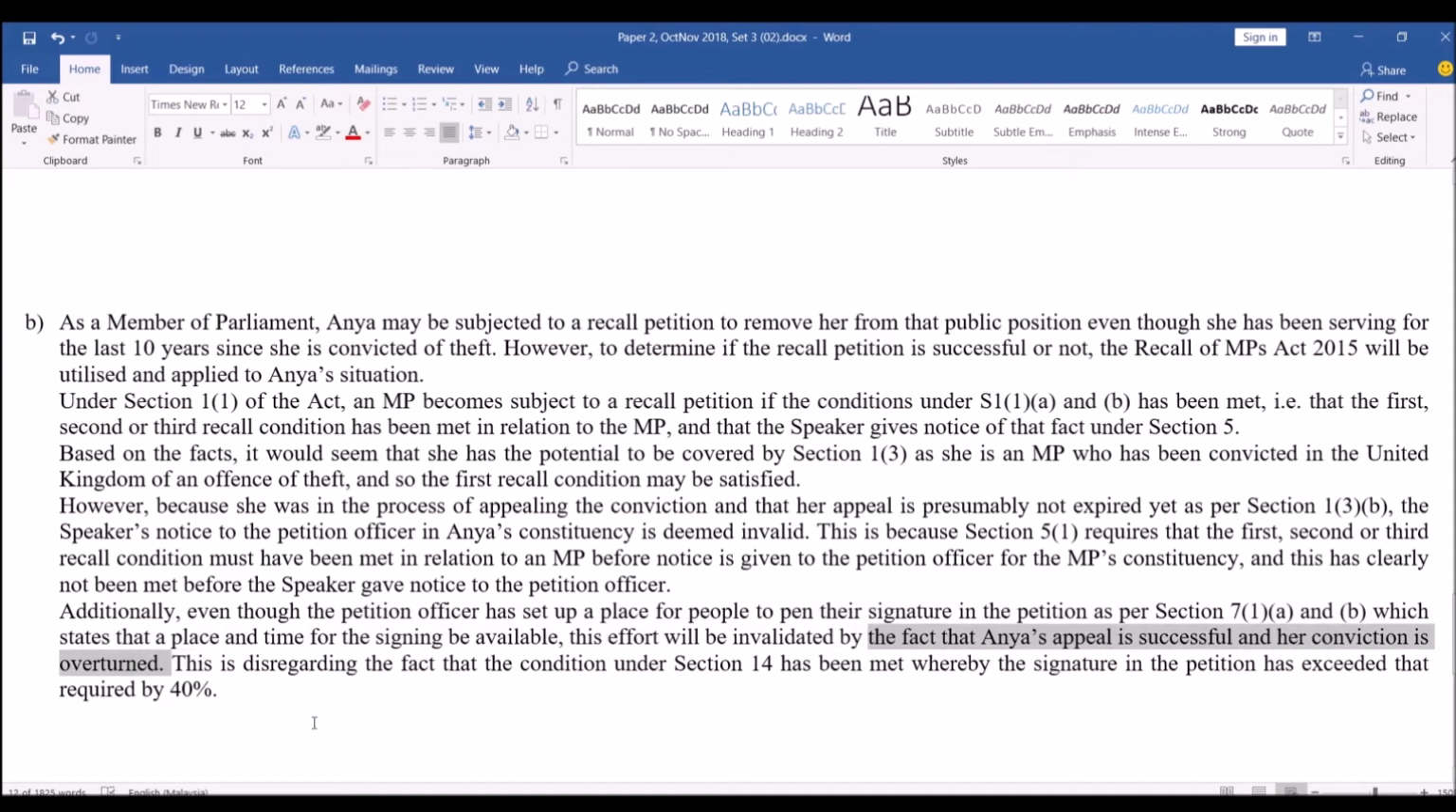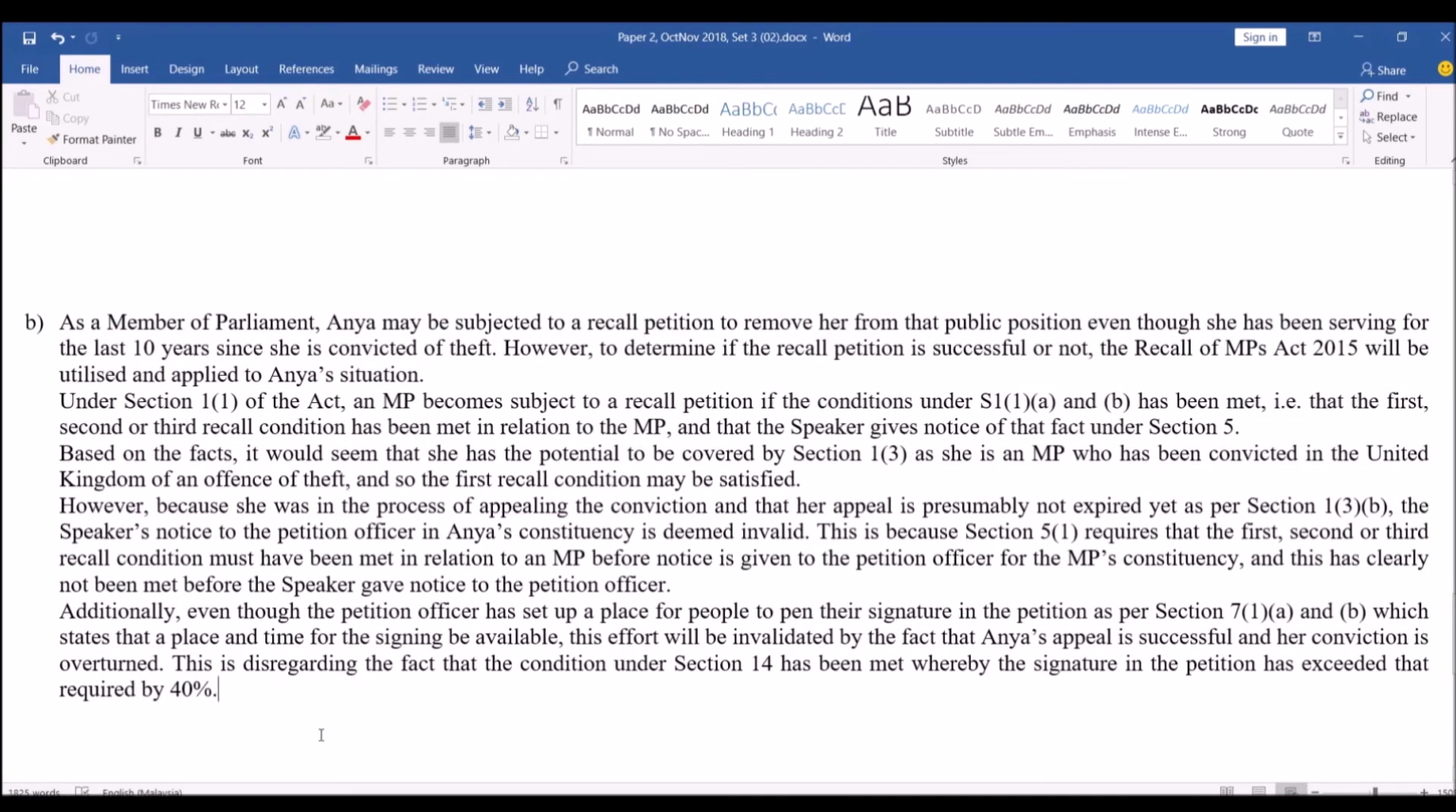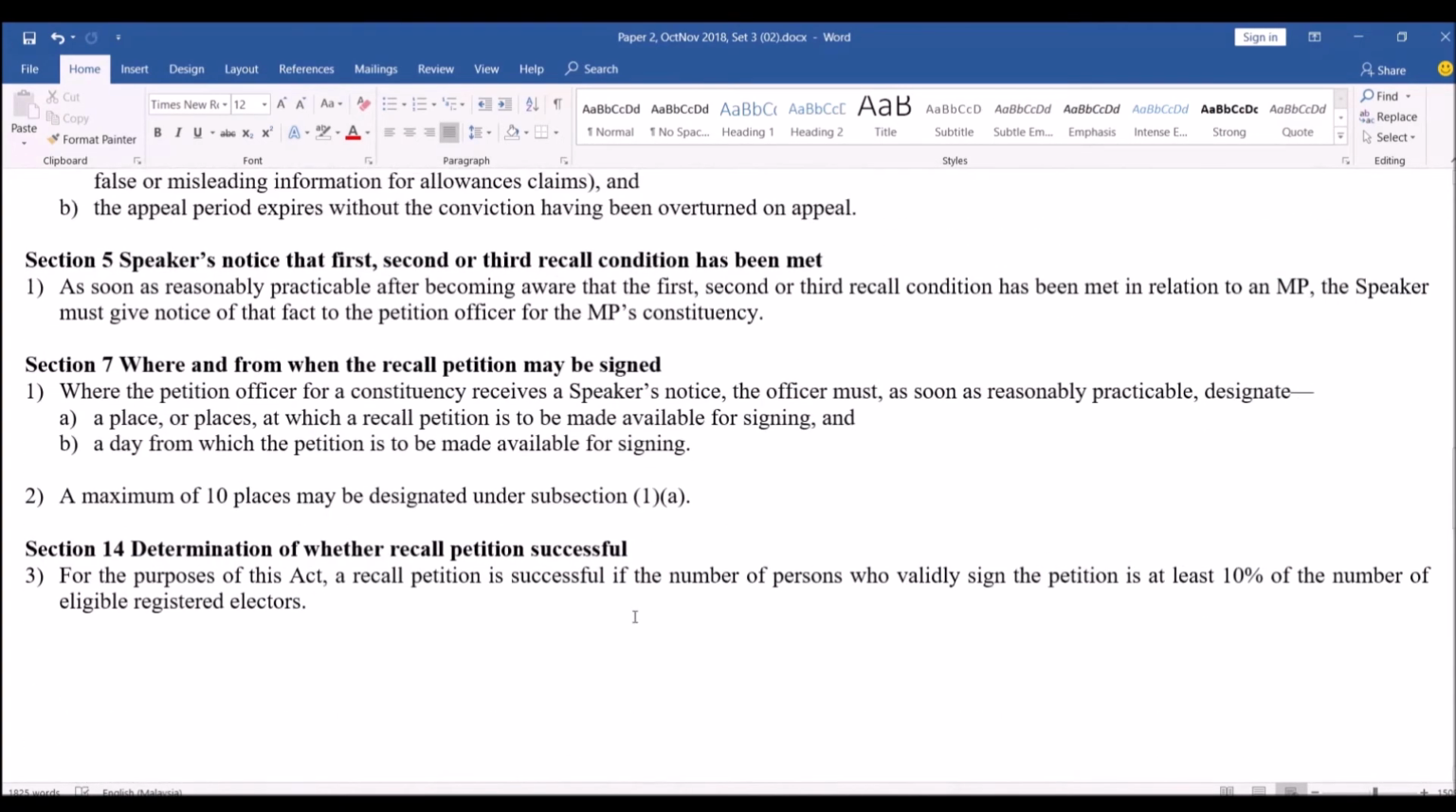So even though you know from the beginning itself that it says her conviction is overturned, so therefore nothing should happen to her, in order to answer the question properly, you need to go through the whole working. You need to go through all these things. Otherwise, you won't be able to get the marks that you deserve. Right, next one, question C.